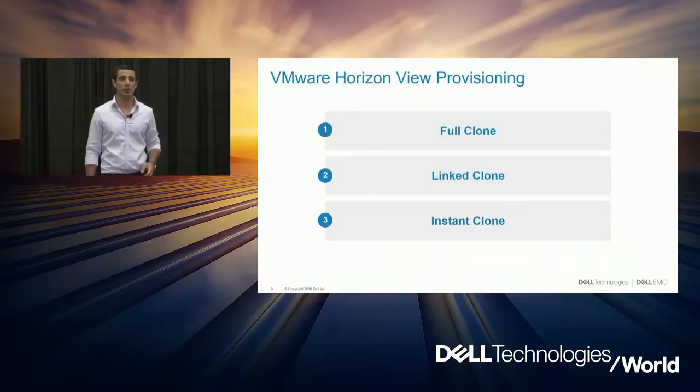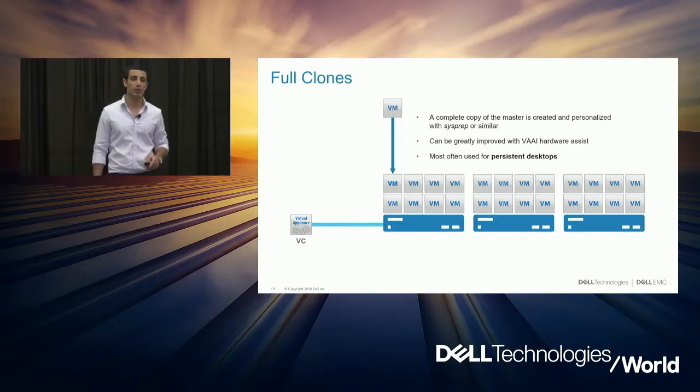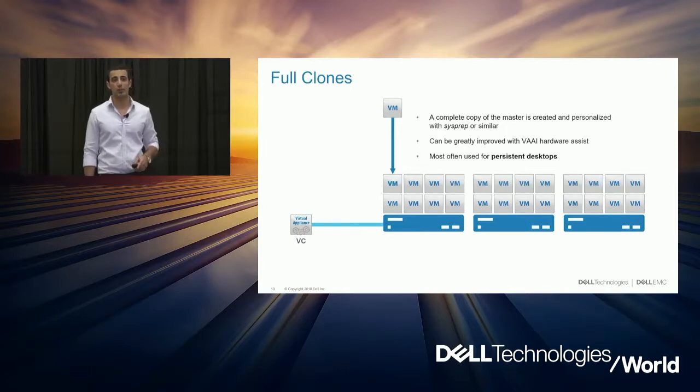So in Horizon, we have three types of clones: full clone, linked clone, and instant clone. When we talk about full clones, a full clone is a complete copy of the master image which is created and personalized with Sysprep or a similar solution. This is more often used for persistent desktops and can be greatly improved with VAAI hardware assist.